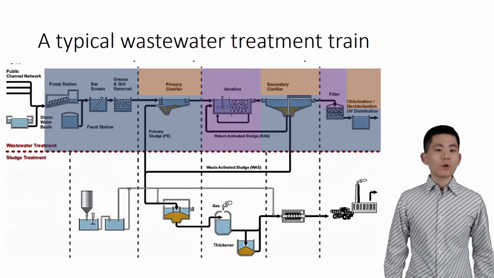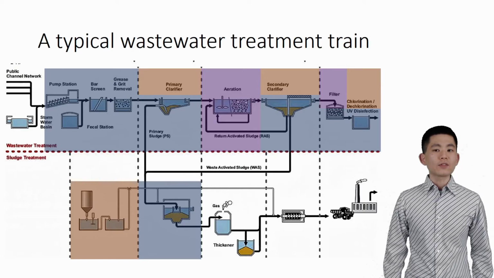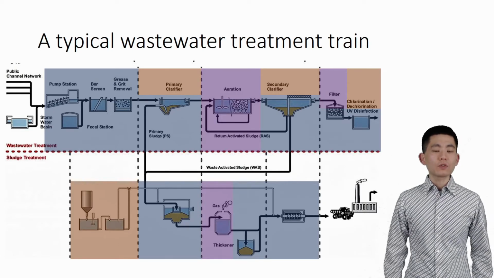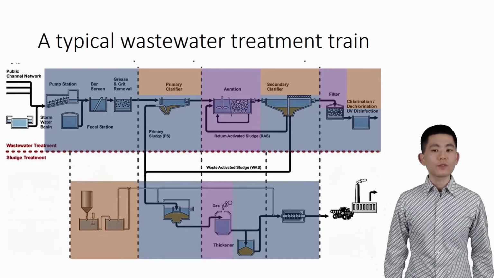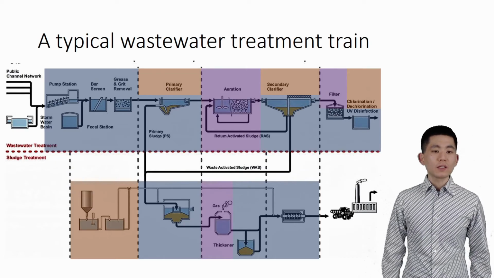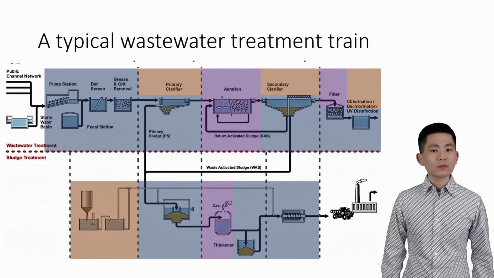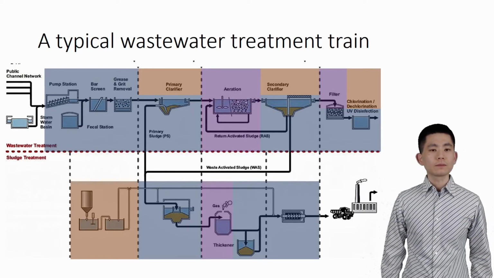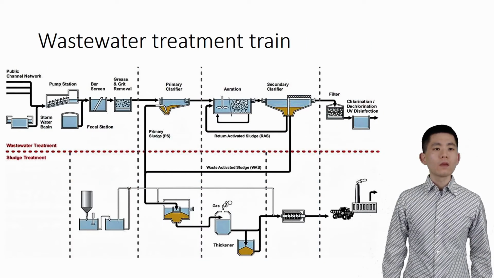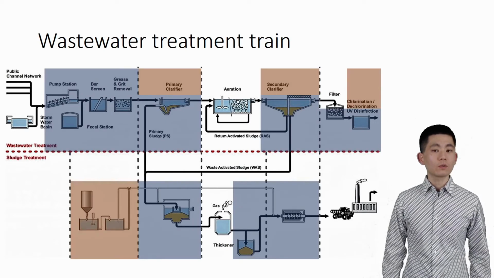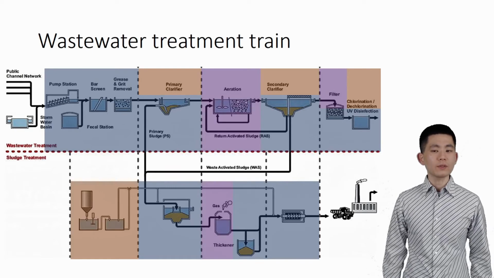The settled organic particle and the waste activated sludge are thickened and sent to anaerobic digestion to generate biogas that can be used to generate heat and electricity for the operation of the plant. The digested biosolids are dewatered and land applied or landfilled or incinerated. The treatment train can be categorized into physical, chemical, and biological processes.